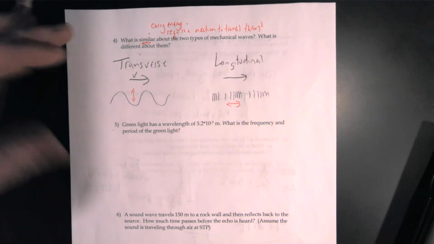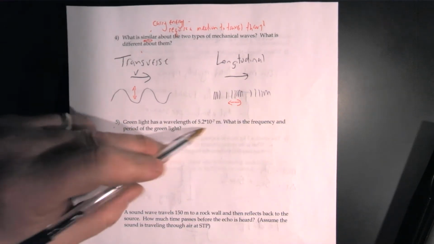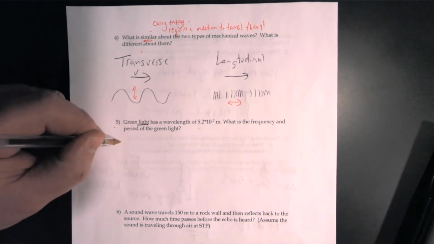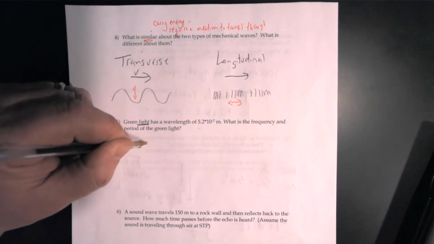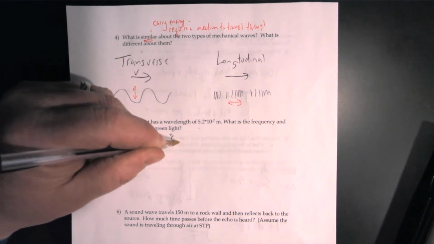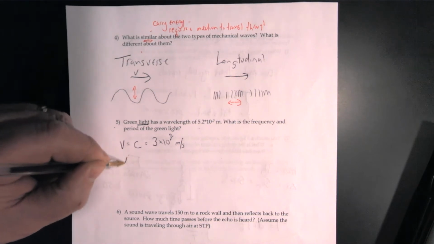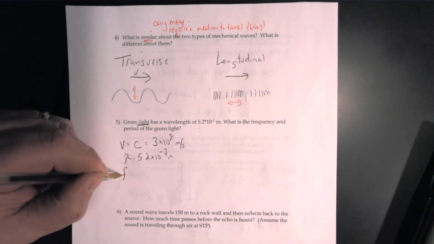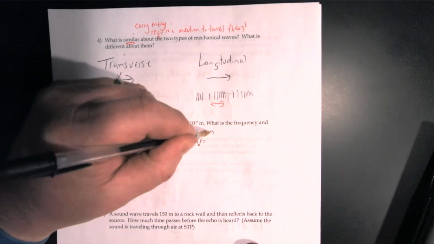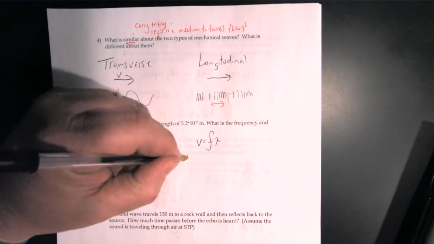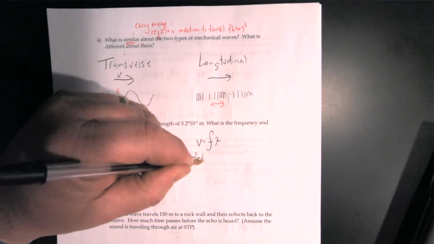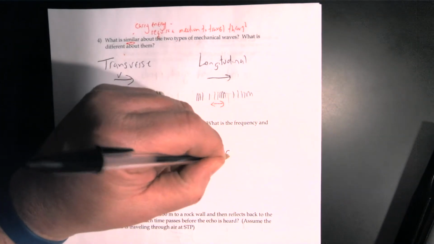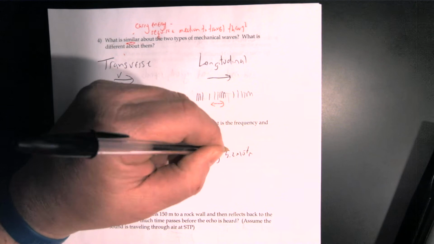All right, number 5. Green light has a wavelength of 5.2 times 10 to the -7 meters. Find the frequency and period of the green light. Now, because we're talking about light, we know the speed. The speed of light is c, which is 3 times 10 to the 8th meters per second. And if we have a wavelength of 5.2 times 10 to the -7th meters, we can find the frequency by taking v equals f times lambda. So 3 times 10 to the 8th meters per second is equal to my frequency, that's what I'm looking for, times the 5.2 times 10 to the -7th meters.